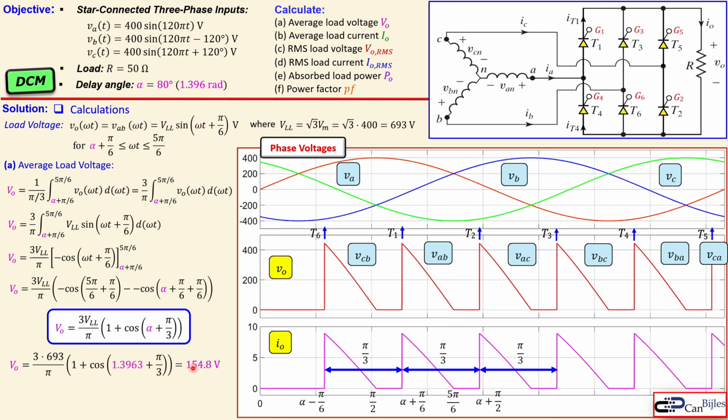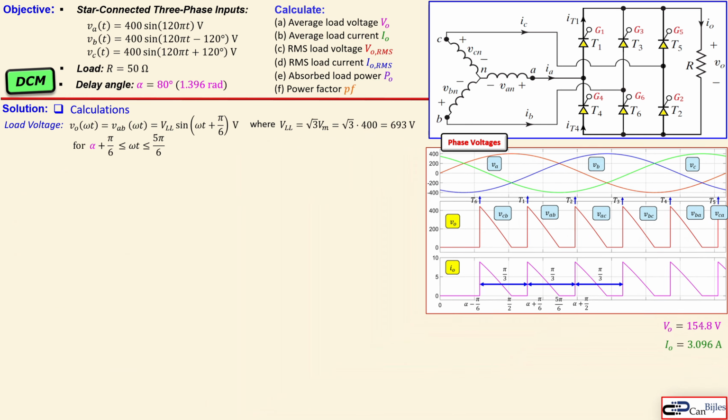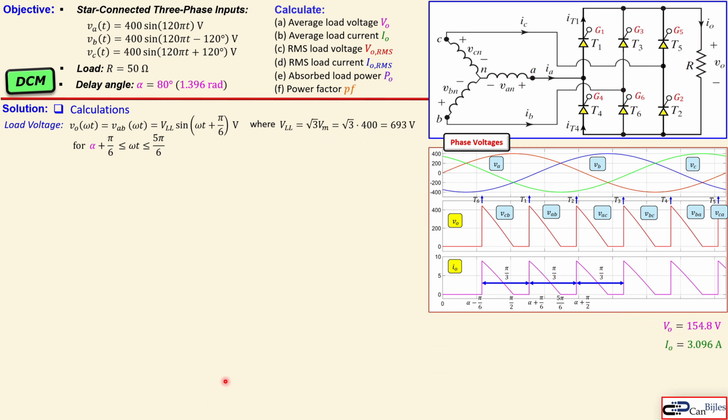So we actually go almost to 155 volts. The next one is the average load current. That can be done in this case using Ohm's law, which is straightforward because we can use the average load voltage and divide by the resistor, and that will then result in 3.096 amps.